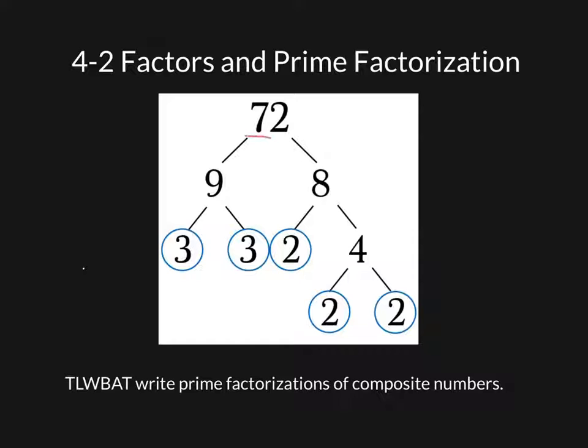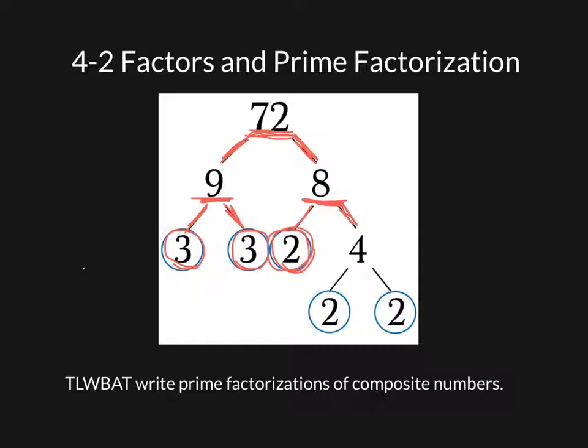So if we look at our top number here, 72, I know that 72 is 9 times 8. So I break 72 apart into 9 times 8. And then I say I know 9 is 3 times 3. And these are prime numbers, so I'm going to circle them. Then I'm going to say I know 8 is 2 times 4. 2 is a prime number. We remember prime numbers can only be gotten to if you multiply itself by 1. So 3 and 2 are both prime numbers.